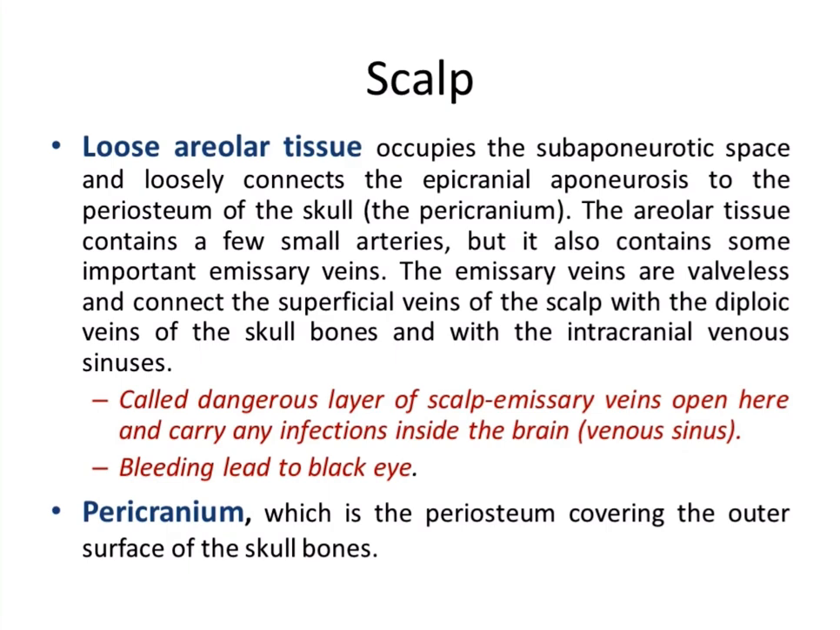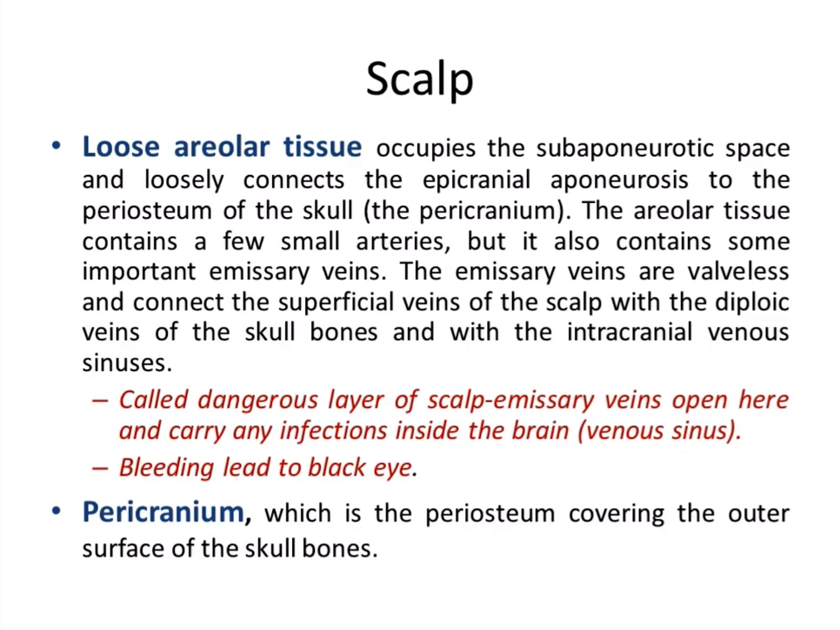So any infection or any inflammation of the scalp can be transmitted to inside the skull through these veins. So it acts as a portal for transmission of the infection. The fifth layer is the pericranium. Actually, the pericranium is a part of the skull bone, which is a periosteum covering the outer surface of the skull bone. These are the five layers of the scalp. The pericranium, which is part of the periosteum of the skull.